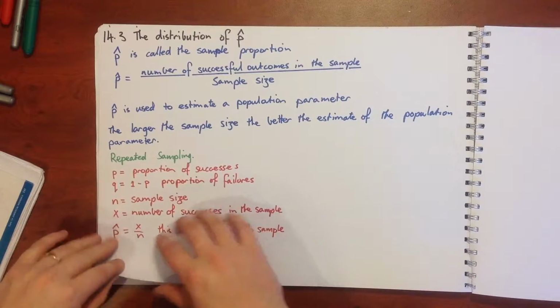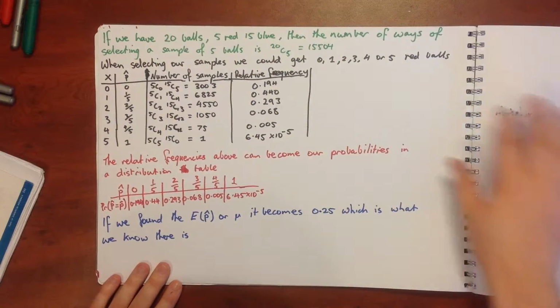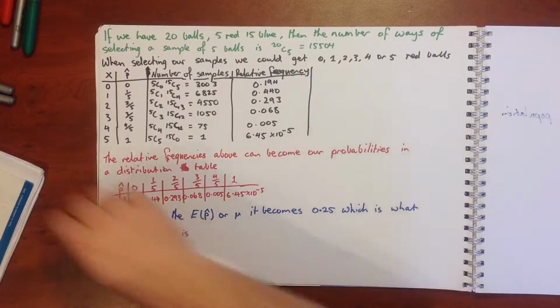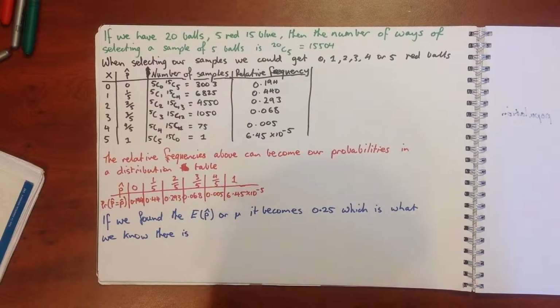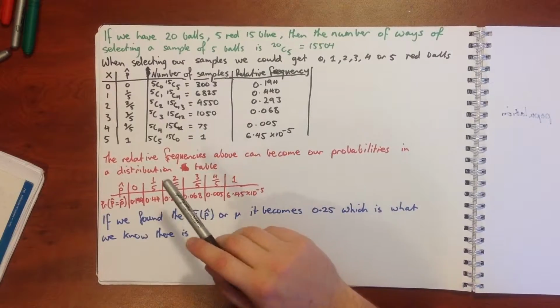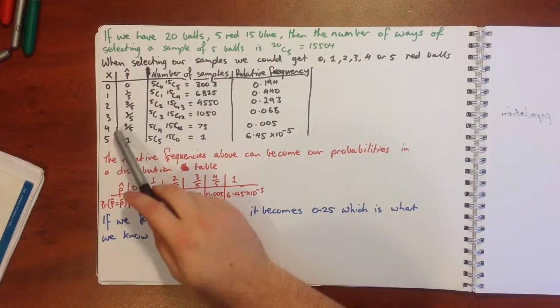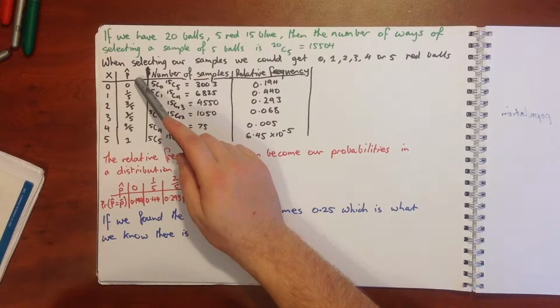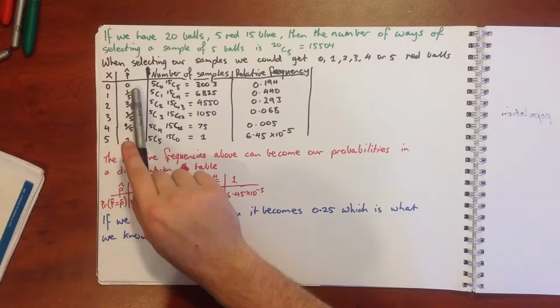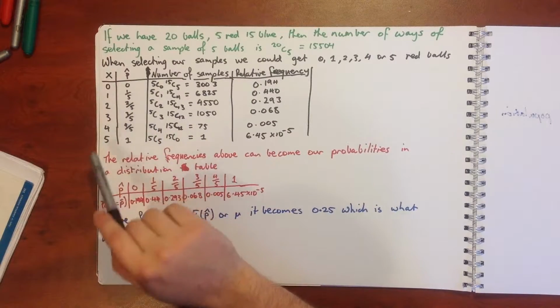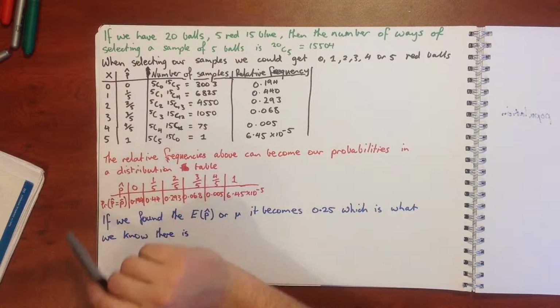So what we can do is look at the sampling distribution of p hat. For this, if we had 20 bowls, 5 were red, 15 were blue, then the number of ways of selecting the 5 bowls is 20 choose 5, which is 15,504. When we select our samples, we could get 0, 1, 2, 3, 4, or 5 red bowls. So we could generate this table here. X is our number of red bowls. The sample proportion is going to be 0 if we choose 0, 1 out of 5, 2 out of 5, 3 out of 5, 4 out of 5, or 5 out of 5, or just 1.